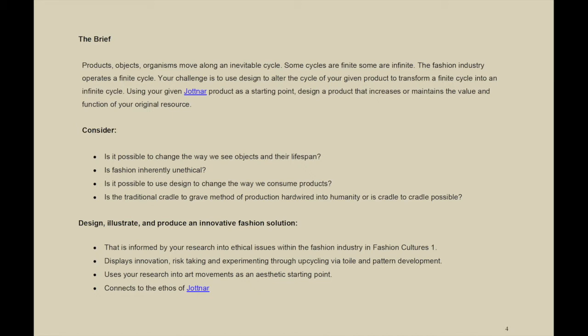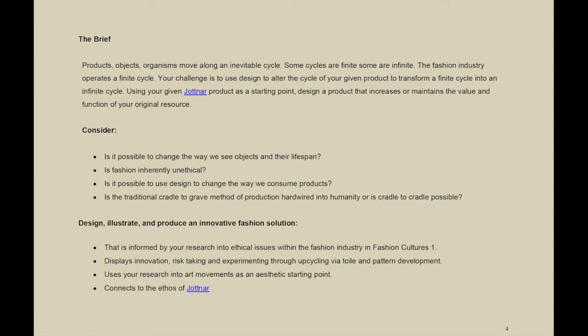Design, illustrate, and produce an innovative fashion solution that is informed by your research into ethical issues within the fashion industry in Fashion Cultures 1. Displays innovation, risk-taking, and experimenting through upcycling via trial and patent development. Uses your research into art movements as an aesthetic starting point. Connects to the ethos of Jotna. Okay, so 4 very clear things.